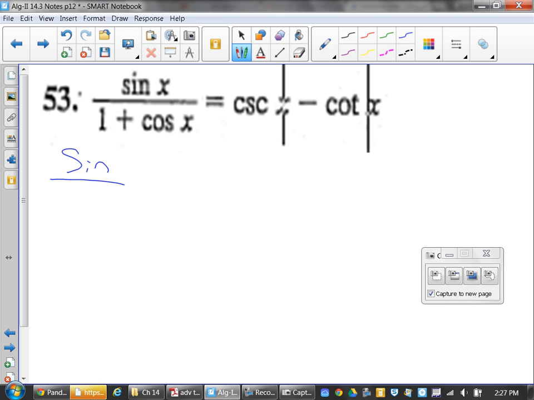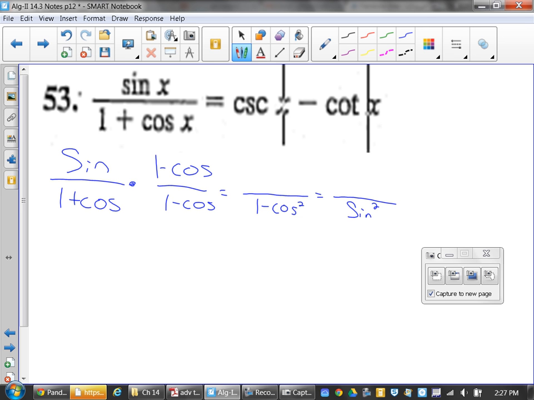So I have sine over 1 plus cosine. What's the conjugate now of 1 plus cosine? My denominator becomes 1 minus cosine squared. And 1 minus cosine squared equals sine squared. My numerator is nothing more than sine times 1 minus cosine. Knowing that my denominator is eventually going to wind up being sine squared, should I distribute here? Nope. So I'm just going to move it over.